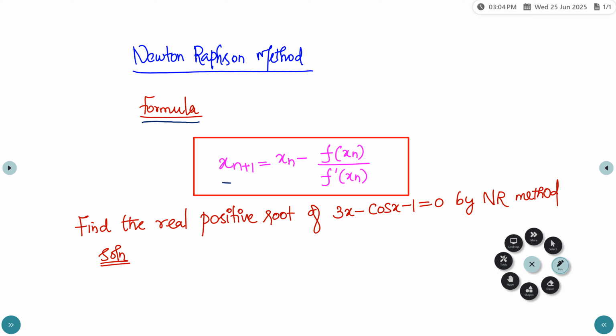x(n+1) = x(n) - f(x(n)) / f'(x(n)). Here, we are substituting different values for n, and we get the subsequent values x1, x2, x3 and x4.